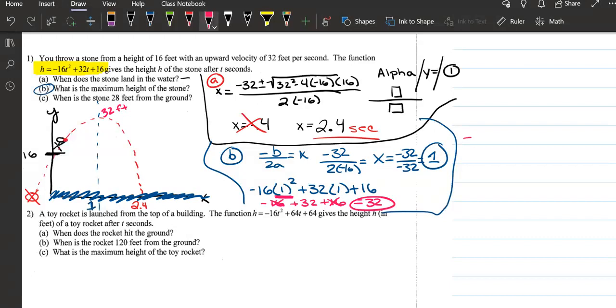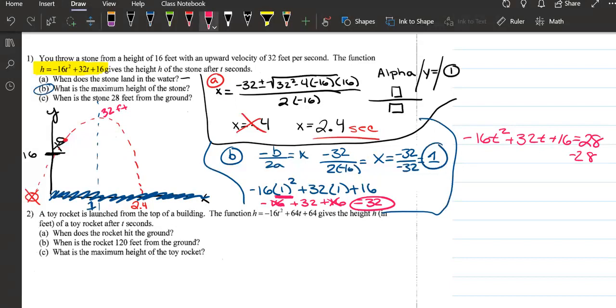So you would put it in: negative 16 t squared plus 32t plus 16. There's a t there. Hold on. Equals 28, because I'm giving you the y. So now I still want to find those intercepts, but now not at 0, at 28. But I can't do the quadratic formula until it equals what? 0.